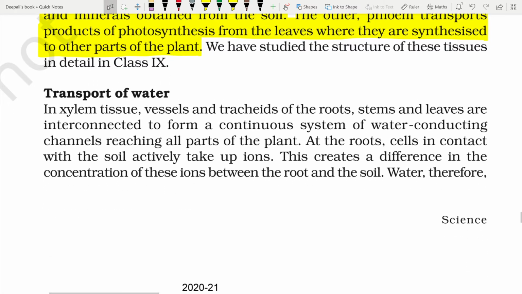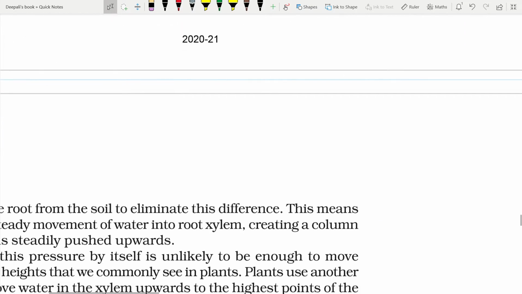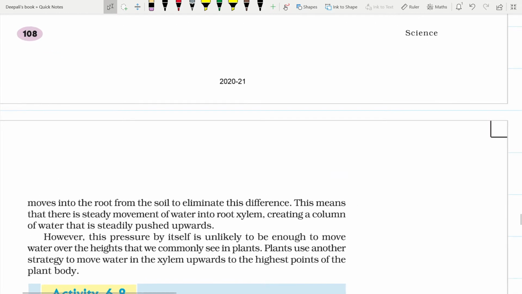In xylem tissue, vessels and tracheids of the roots, stems and leaves are interconnected to form a continuous system of water conducting channels reaching all the parts of the plant. At the root, cells connected with the soil actively take up ions. This creates a difference in concentration of these ions between roots and soil, and water therefore moves into the roots from the soil to eliminate this difference. So it works on the principle of concentration gradient. This means that there is a steady movement of water into the root xylem, creating a column of water that is steadily pushed upwards.